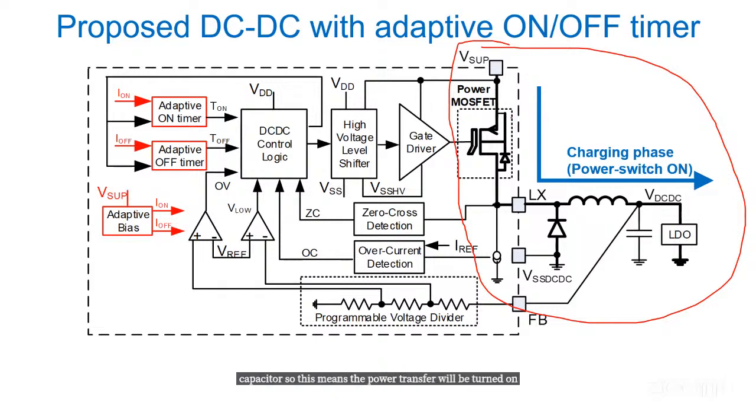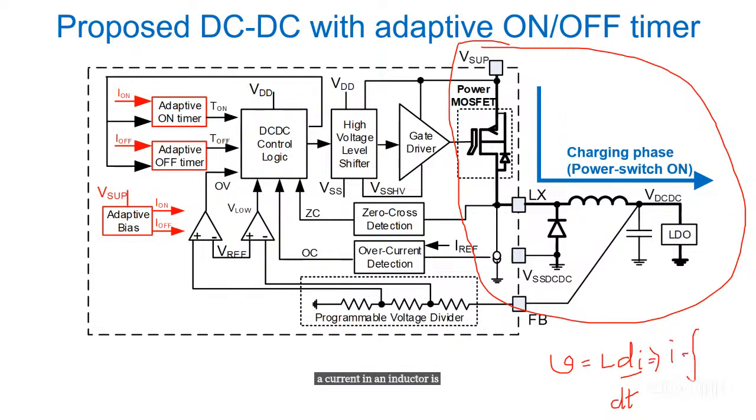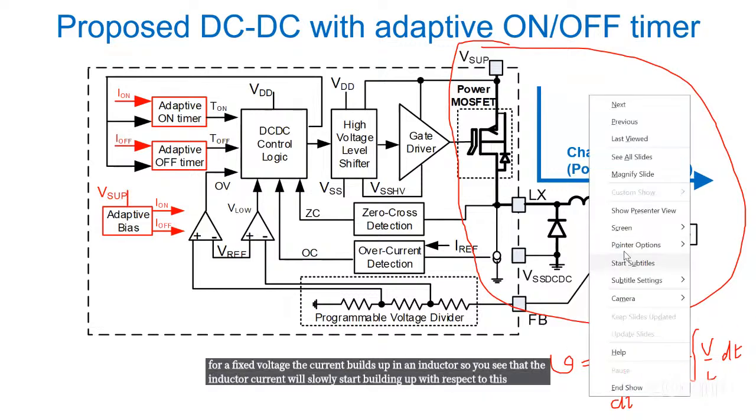So the current will flow, because the switch is on, the inductor's left side terminal will be at V supply and the right side terminal at 0. So what happens when there is voltage across an inductor? V is equal to L di by dt, right? We all know this for an inductor. So this means the current in an inductor is the integral of V by L into dt. So with the given time for a fixed voltage, the current builds up in an inductor. So you see that the inductor current will slowly start building up with respect to this equation.